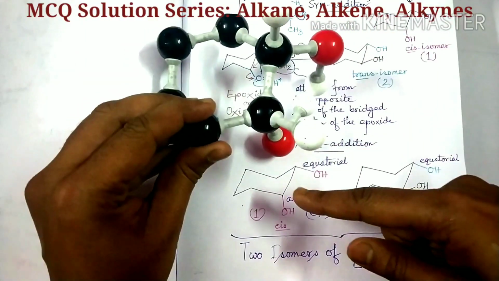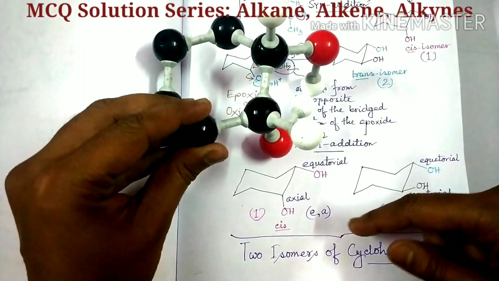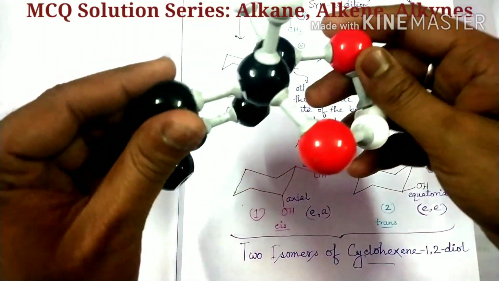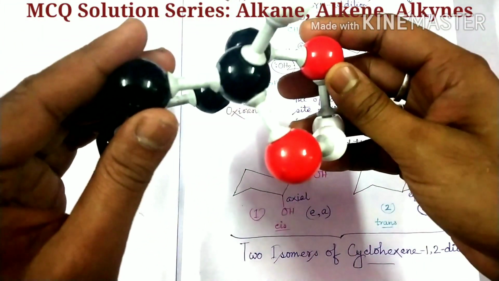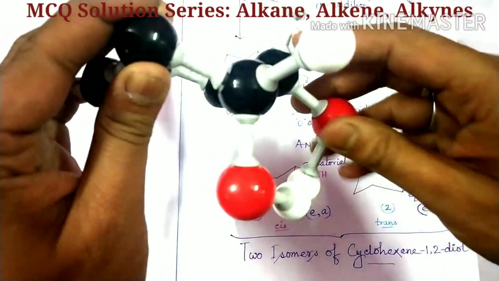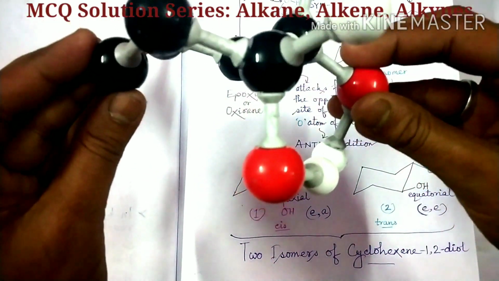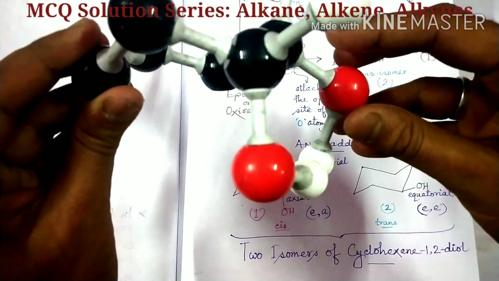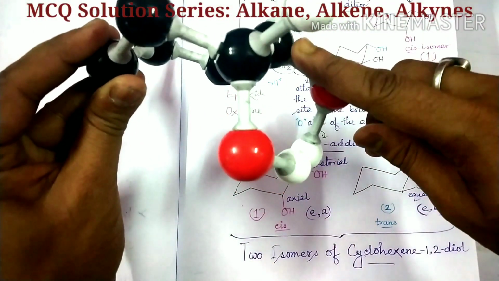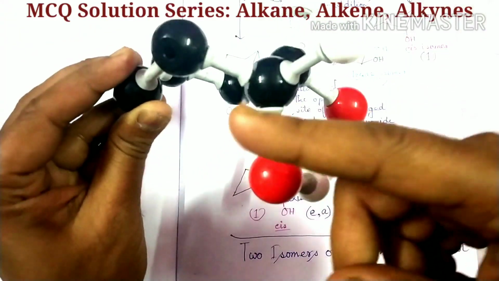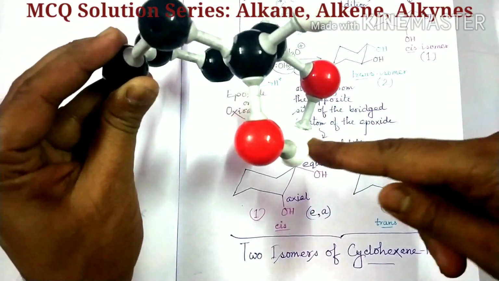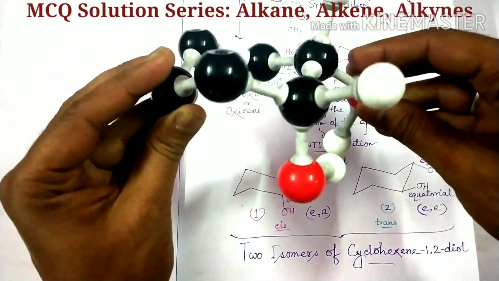Look at here, this is our molecule, that is an equatorial axial isomer. Look at here, this is a cyclohexane chair, and this is our equatorial bond, this is our equatorial bond, and this is our axial bond. So this is actually an equatorial axial isomer.